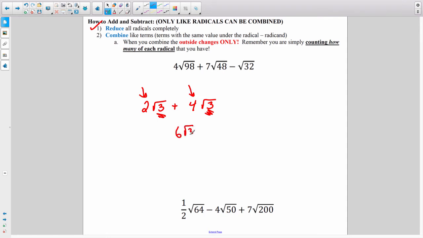There'd be 6 of them. So that's what we're doing. We're going to combine like terms. But now that you're such a smarty pants and you realize that radical 98, radical 48, and radical 32 can probably be reduced, we're going to do that first.